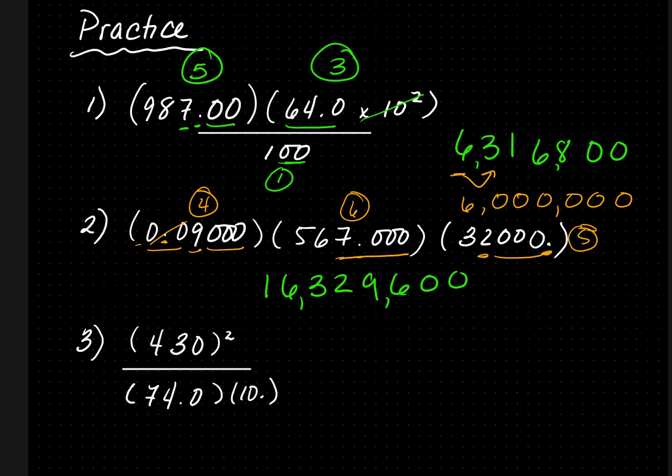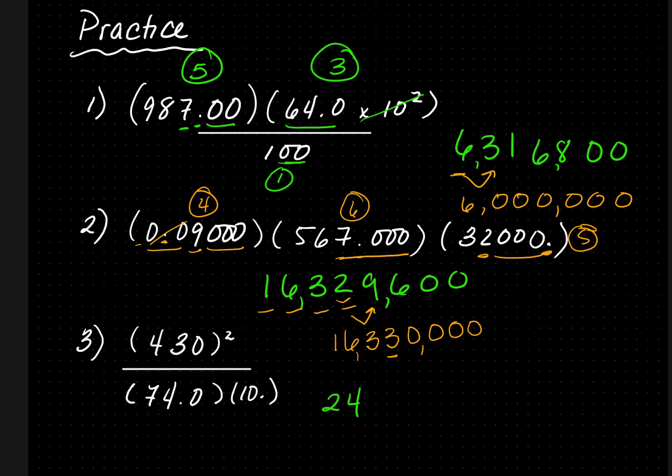I start from the left and I count 4: 1, 2, 3, 4. I look 1 to the right. It is greater than 5, so the 2 becomes a 3. And again, we must add zeros as placeholders. Since the 2 is in the 10,000s place, where we round it must also be in the 10,000s place. So my final answer is 16,330,000.